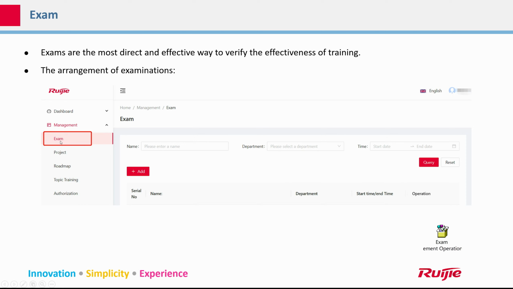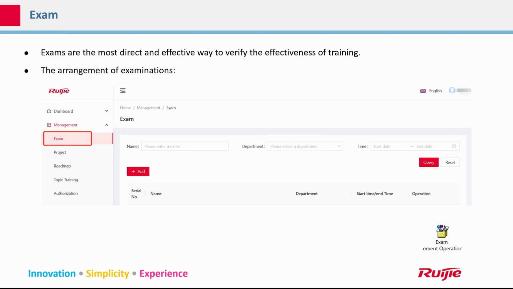The examinations are arranged on the e-learning platform. As you can see in this picture, this is the e-learning platform, and you should go to the management page, and on the management page you can see exam. Click the exam, then click add, to add the exam for your trainees.